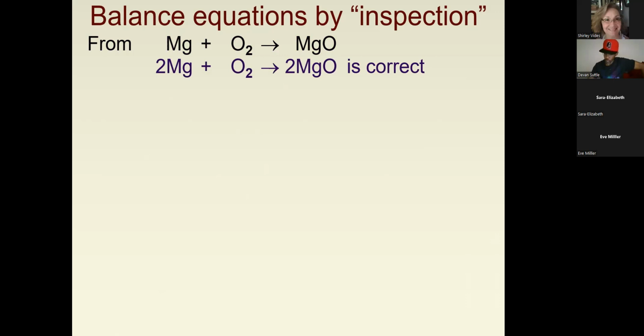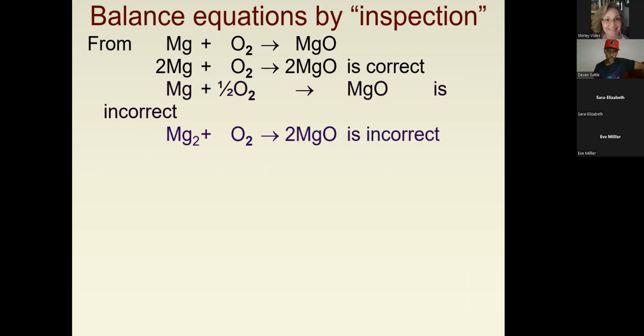Now, some people might balance it like this. That is incorrect because you must use whole numbers. You can't use half, you can't use 0.5, you can't use anything like that. It has to be a whole number. And this one is wrong because you played God right here. Magnesium never attaches to itself. You see that? This Mg2 will not happen.